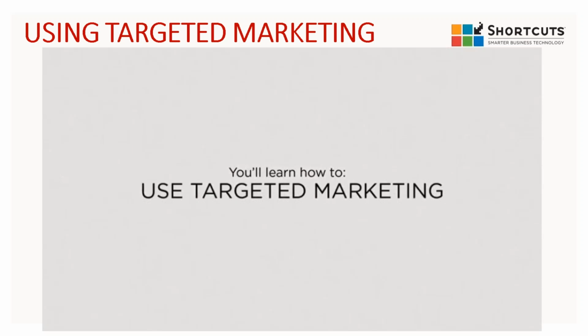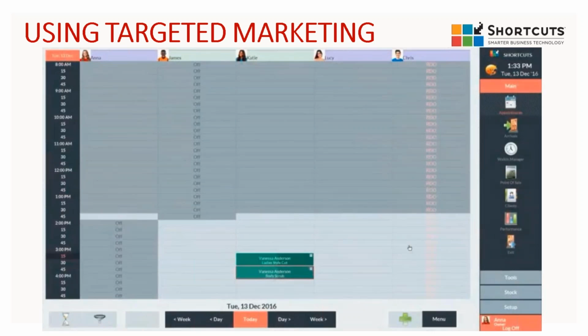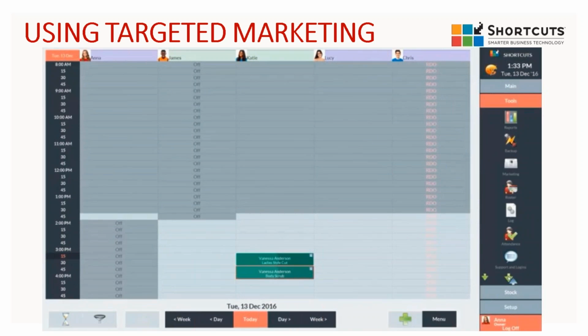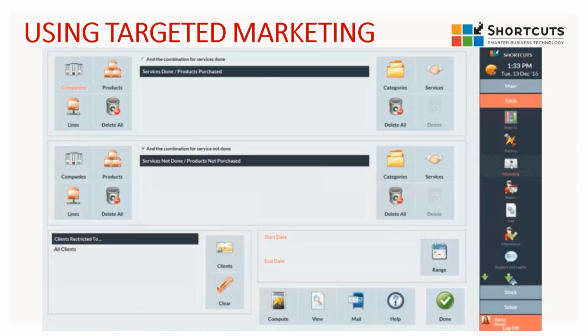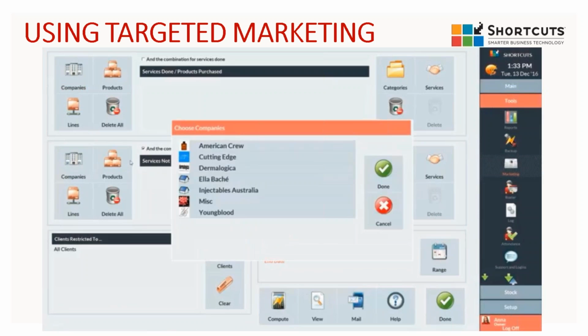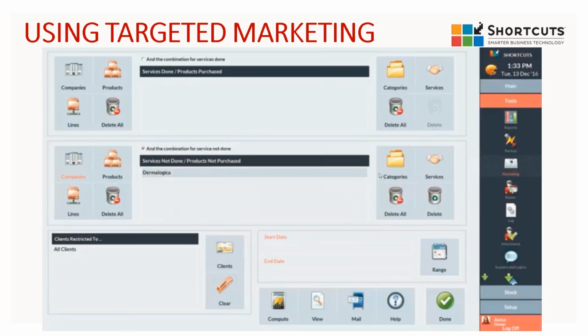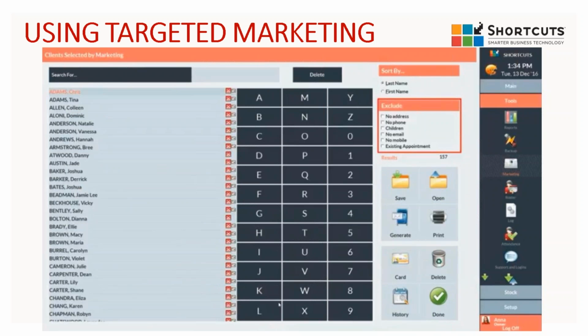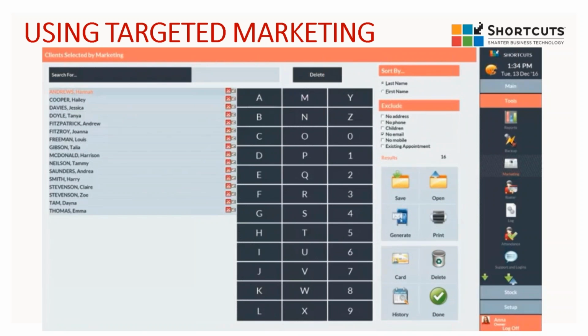Okay, so first this is actually going to show you how to get your list of customers in Shortcuts. So we'll go to the Tools menu, and then in the Tools menu, we'll click on Marketing. Okay, you can see I have the product section. So in here, we're getting a list of customers based upon people that have never purchased Dermalogica. Okay, we can click Compute, and then we can generate this list. We can exclude people that don't have an email address as well.